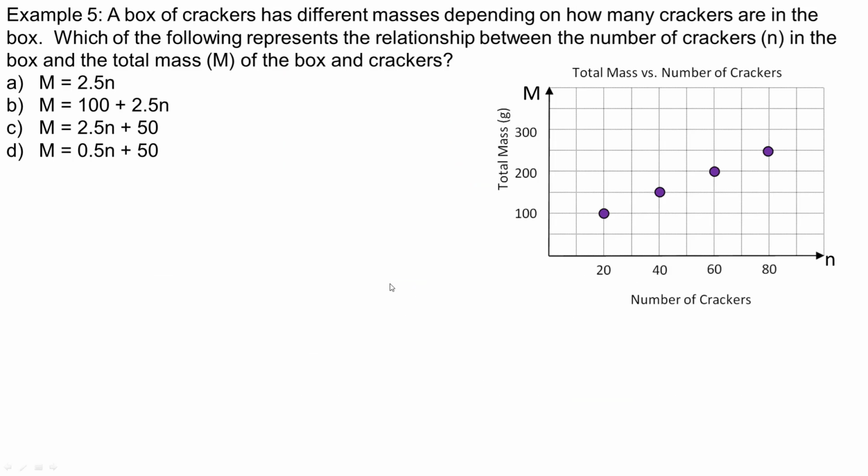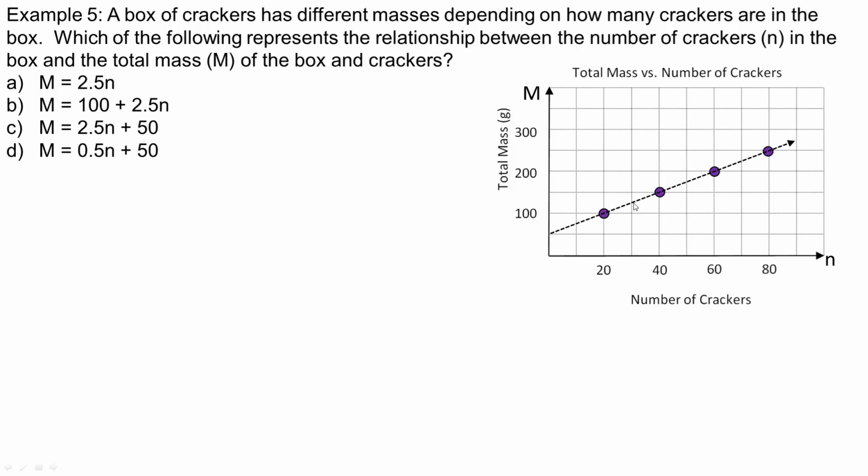Example number 5. A box of crackers has different masses depending on how many crackers are in the box. Which of the following represents the relationship between the number of crackers n in the box and the total mass of the box? The mass depends on how many crackers are in it, so all these formulas are written as m equals something. And here's the graphical image we have.